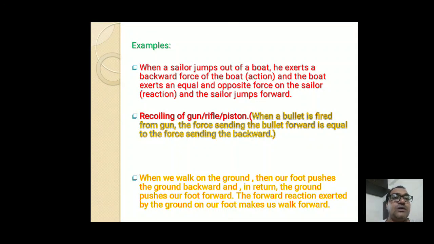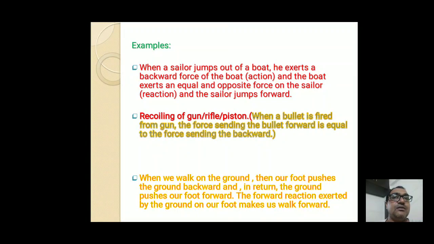Now students, understand the next example, that is the recoiling of a gun. In that way, when a bullet is fired from a gun, the force sending the bullet forward is equal to the force sending the gun backward.